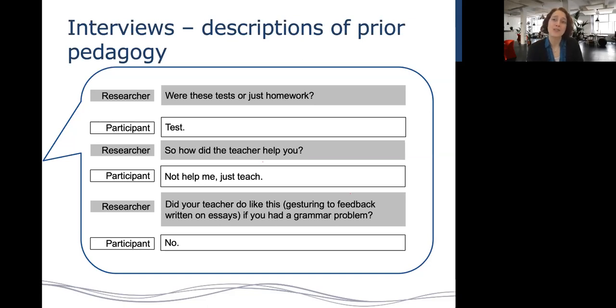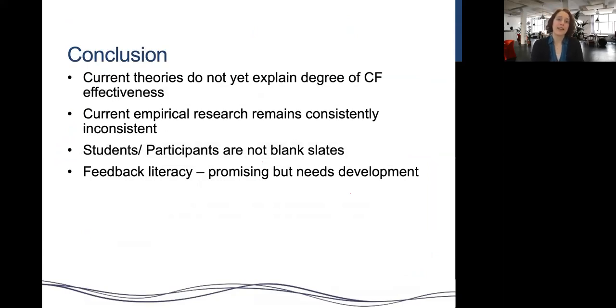The point is, the students, even those who have writing experience, are not coming into this study, into this context, into this class with the tools needed for feedback literacy. So the conclusion today is that our current theories do not yet explain the degree of corrective feedback effectiveness. They explain some, but either we need to limit that and say this theory applies to this demographic, this proficiency, or we need to focus on developing these further so that they're able to explain more.